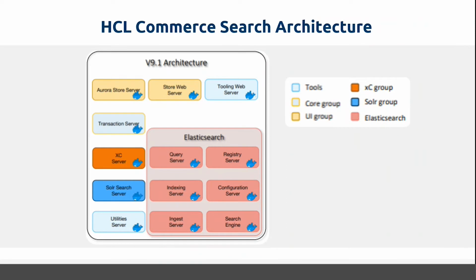As shown in the slide, the HCL Commerce solution architecture is based on Elasticsearch, allowing more agility by separating components into individual servers and moving away from the old monolithic technologies. As you can see, each component has its own container.